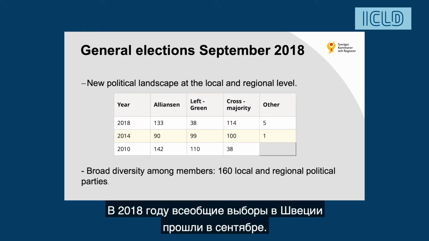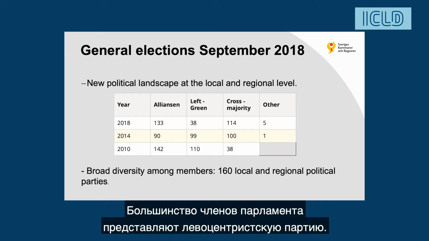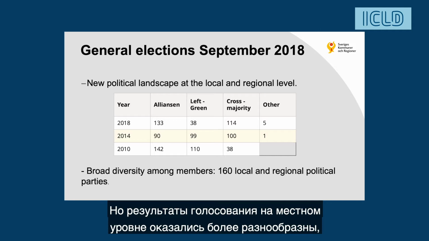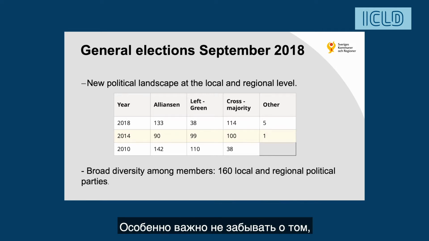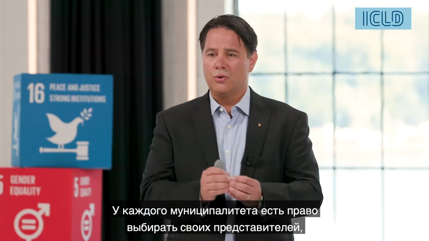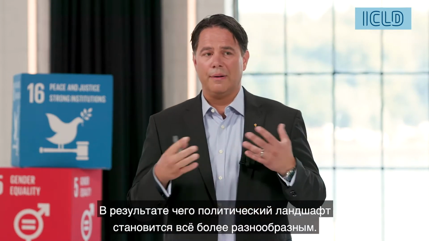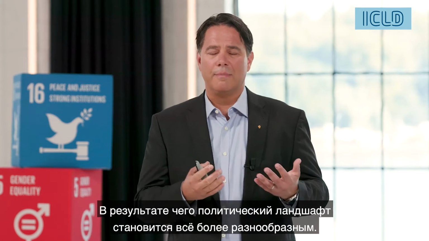We had a general election in September 2018, and we now have a center-left majority in the parliament. But on a local and regional level, we have a plethora of results, as we have 8 national parties, but also 160 regional and local parties. It's also important to understand that the majority in the Riksdagen does not have to be the same on the local and regional level. Each municipality and each region has the possibility to choose their own majority and their own working program, which results in a larger and stranger political landscape.